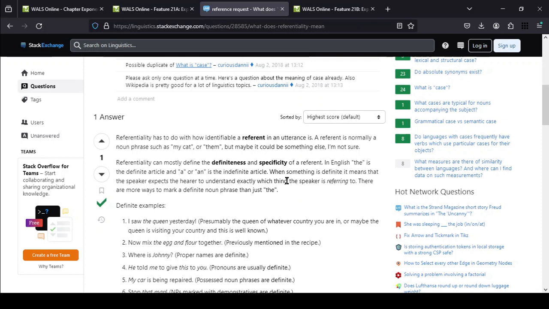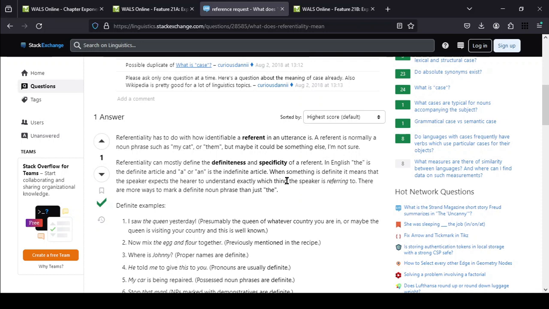Referentiality has to do with how identifiable a referent in an utterance is. A referent is normally a noun phrase, such as my cat or them, but maybe it could be something else, I'm not sure. Referentiality mostly defines the definiteness and specificity of a referent. In English, the is the definite article.